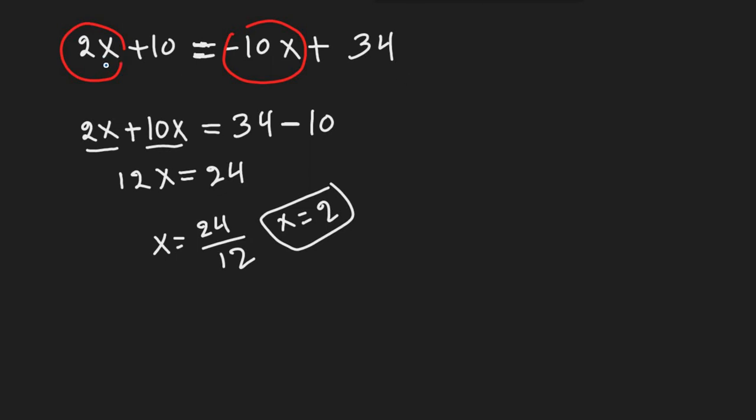If we substitute 2 for x, both sides must be equal. 2 times 2 is 4, 4 plus 10 is 14. This side must be 14. Minus 10 times 2 is minus 20. Minus 20 plus 34 is also 14. So both sides are equal, which means our answer is correct.